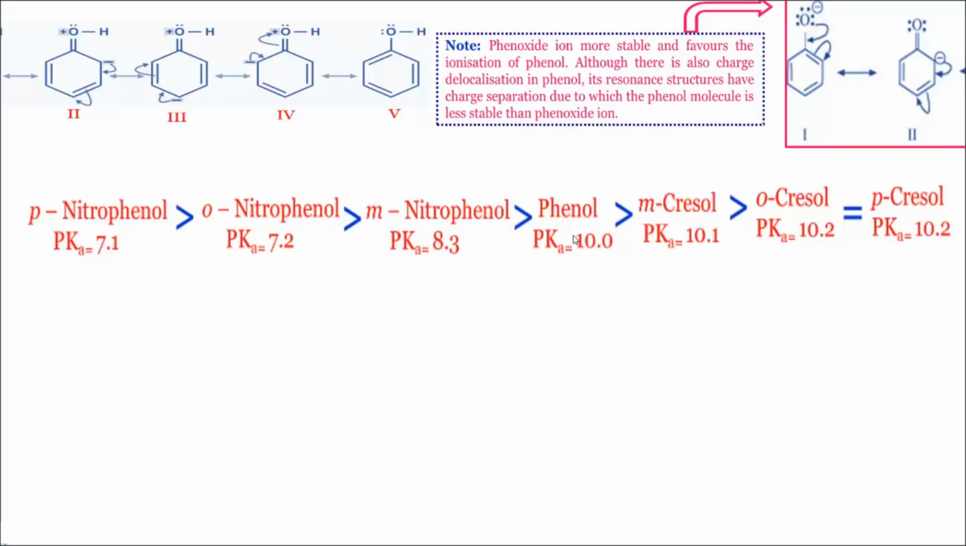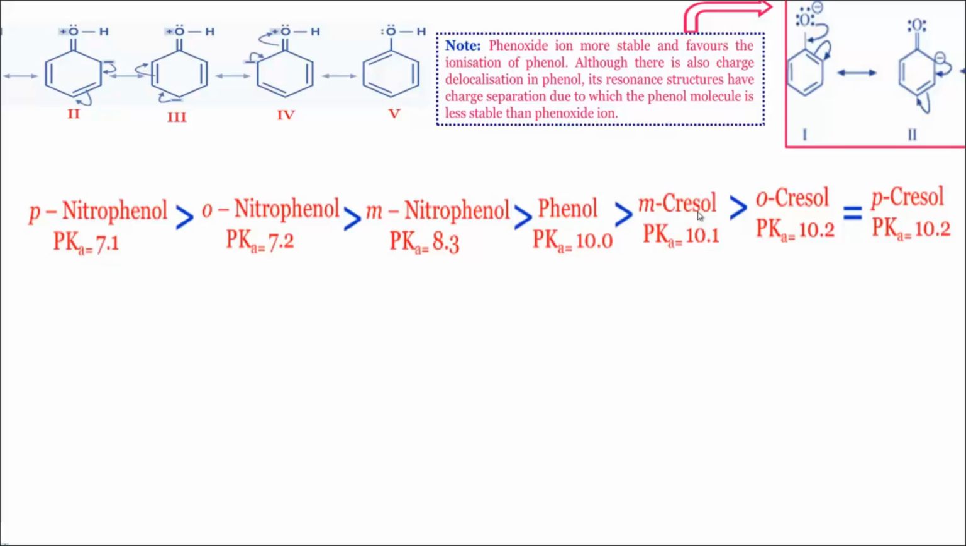Now let's have a look at the pKa value of phenol. Phenol has a pKa value of 10. That means from 8.3 to 10, the pKa value has increased. Greater the pKa value, weaker the acid. Therefore, phenol is a weaker acid than meta-nitrophenol.